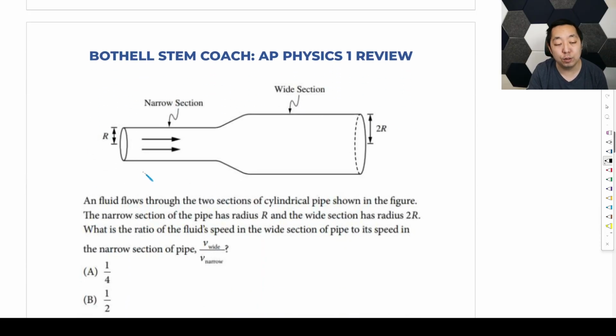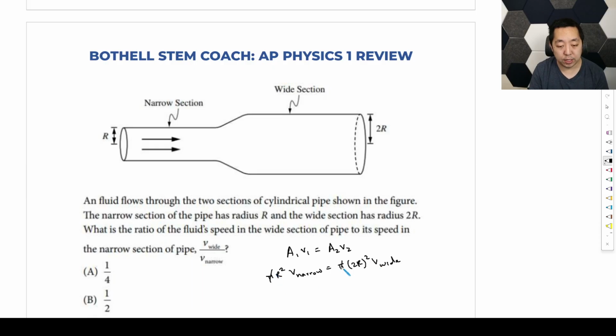Okay, here we have a fluid flowing through two sections of cylindrical pipes as shown in the figure. The narrow section of the pipe is a radius r. The wide section is a radius 2r. What is the ratio of the fluid speed in the wide section to the narrow section? So whenever we change diameters or change areas, we always want to think about, oh, we want to use the continuity equation. That's going to be A1 V1 equals A2 V2, where A is the cross-sectional areas. Now over in the narrow section, the area is going to be pi r squared, the area of a circle, times the V in the narrow section is equal to the area over here, which is pi times 2r squared, times V in the wide section.